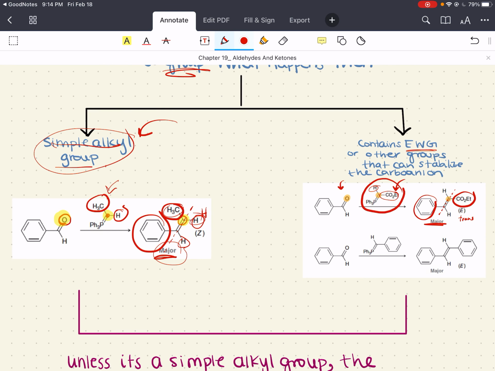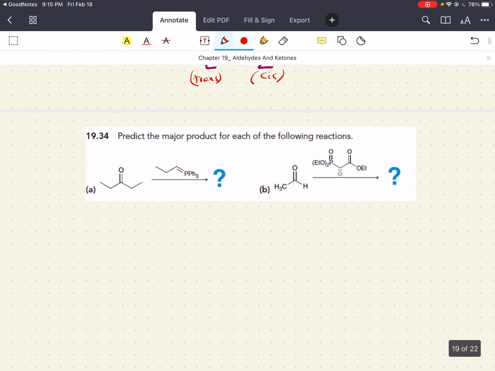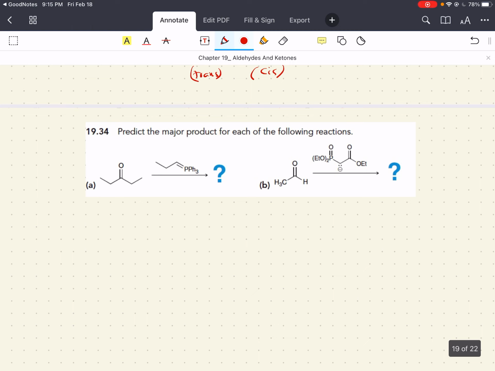All right, if it's any other group, like an electron withdrawing group, a carbonyl, something like that, your trans product is your major product. So keep that in mind. Now, the general rule is the major product will be your trans product over your cis, unless it's a simple alkyl group. Where E refers to trans and Z cis. In other words, whatever helps you keep that in mind. Now let's do a few quick problems here.